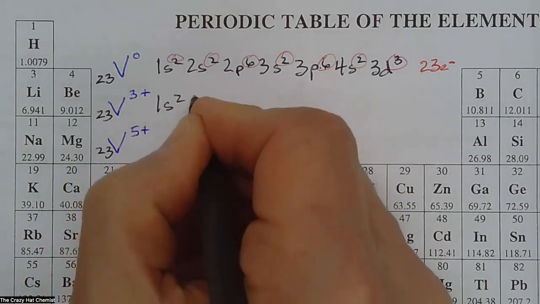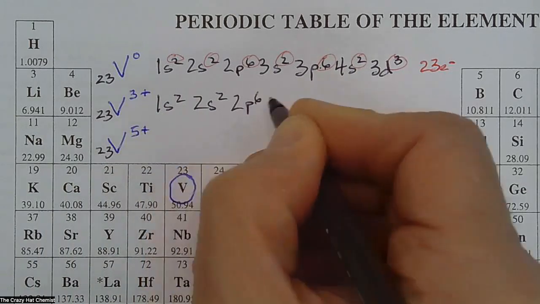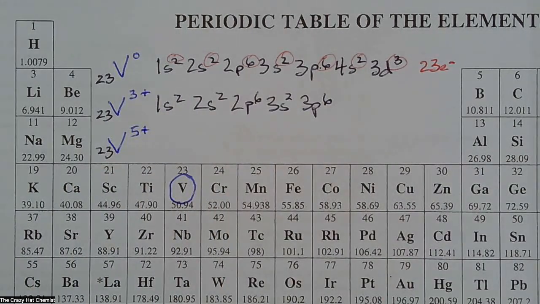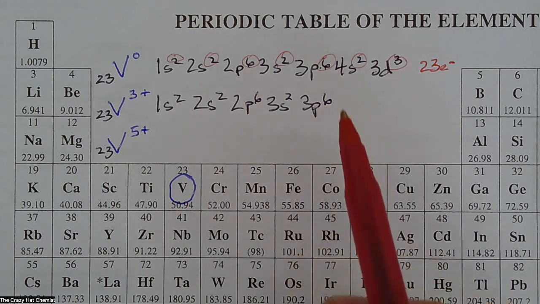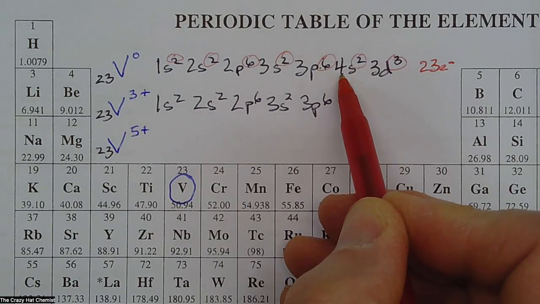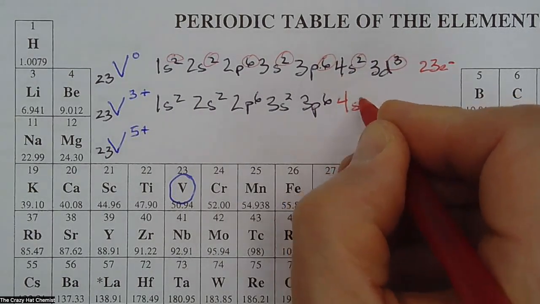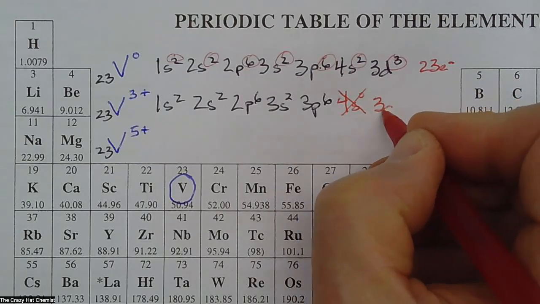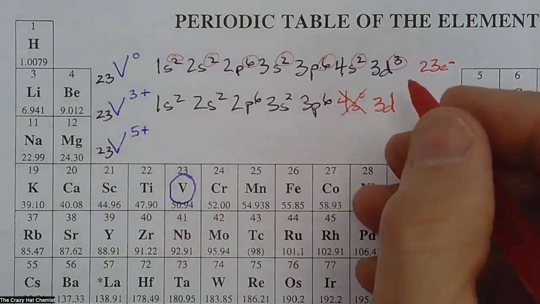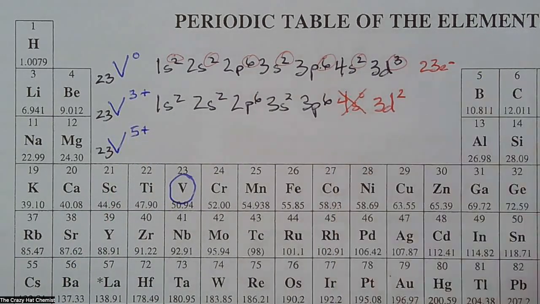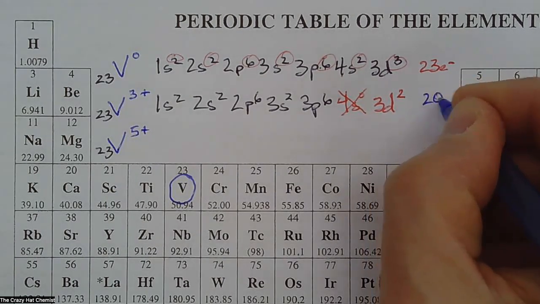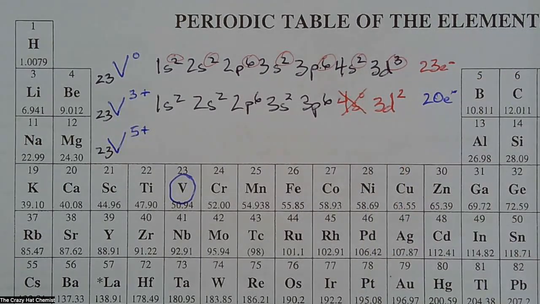So this will be 1s2, 2s2, 2p6, 3s2, 3p6. And now here's the tricky part. What you are removing is the outermost electrons first. The outermost valence electrons are the 4, which is the largest principal quantum number. So it's actually 4s0. So those 2 electrons have disappeared. And then since I'm going to remove one more, it's 3d2 instead of 3d3. So how many electrons does this have? This has 20 electrons in it because there are 3 fewer electrons.